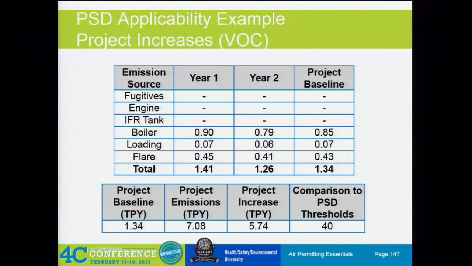Here we display it as 2 separate years, and in this case it'd be the average of the 2 years, but really you're taking your 24-month period and determining what your emissions are for that 24-month period and getting an annual emission rate to get your baseline emissions.